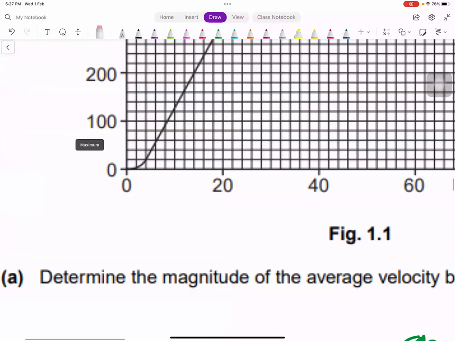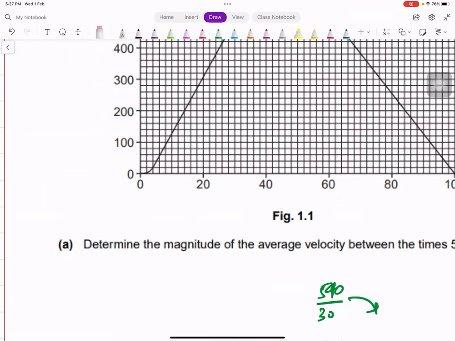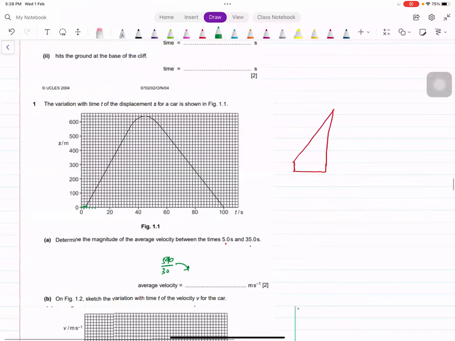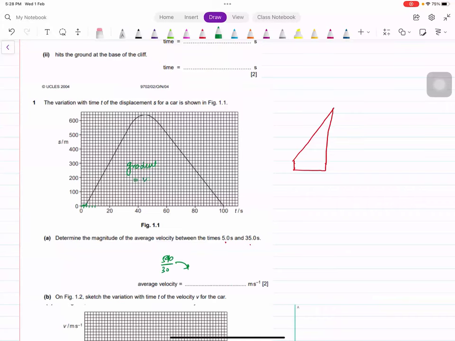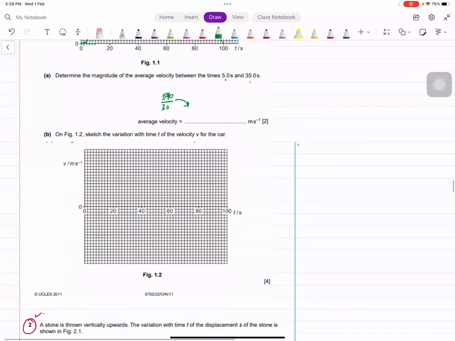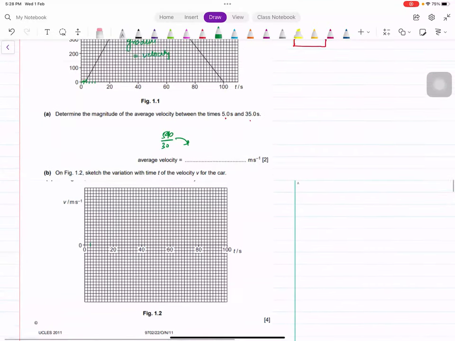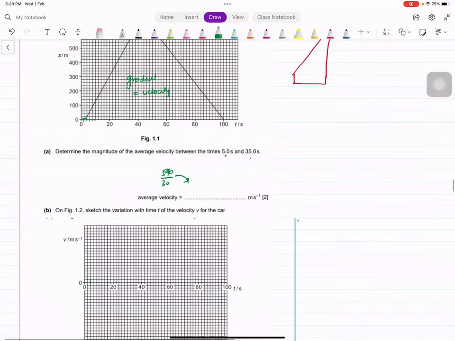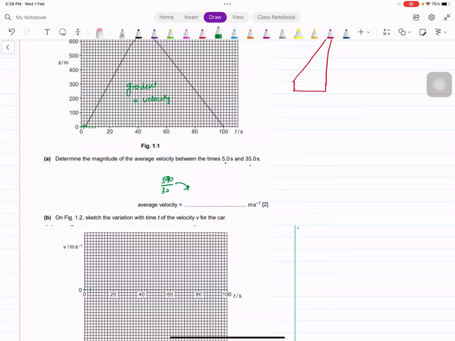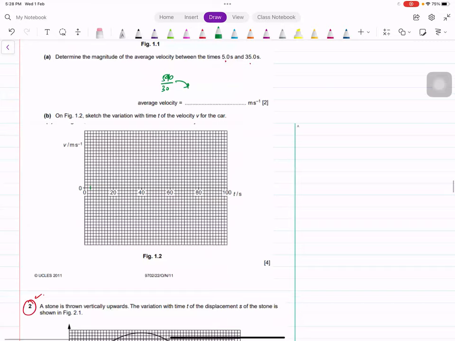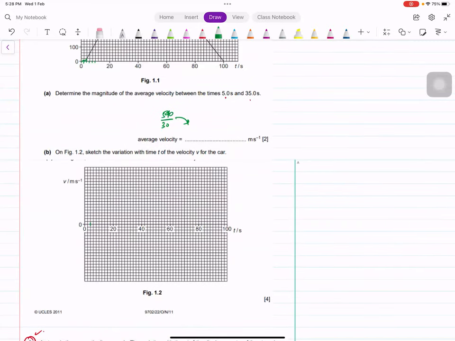First of all, let's look at what happens till 5. Not 5 actually. This is like 2, 4, 6, 8, 10, so this is like 4. Up till 4 seconds, you might realize that this is an increasing gradient. Do you understand this? Whatever gradient we look at here shows us velocity, and then we're going to plot it here. So till 4 seconds you have increasing gradient. Increasing gradient means increasing speed. So we only need to sketch the variation. It's going to be increasing speed, from 0 to some value.